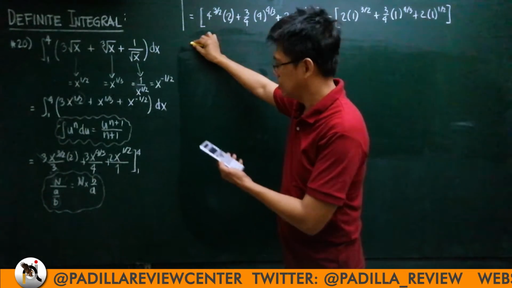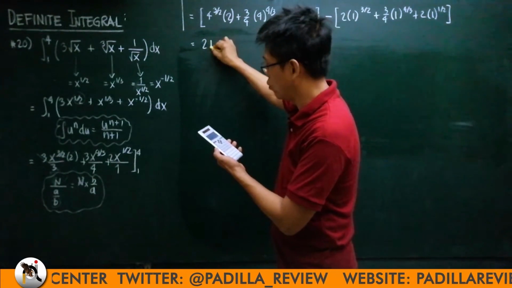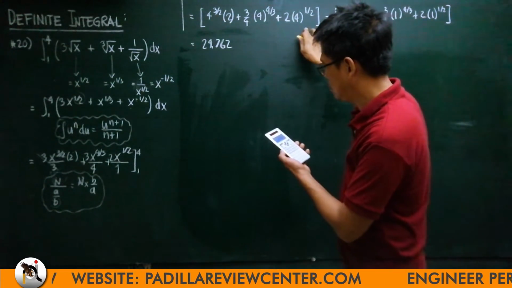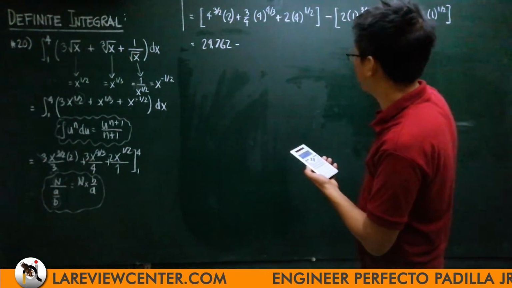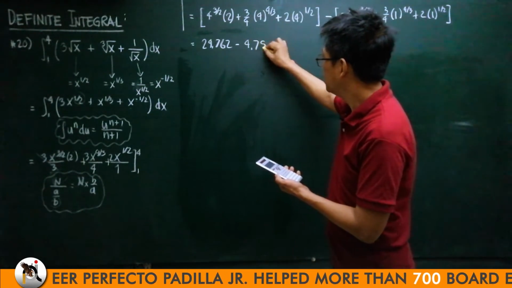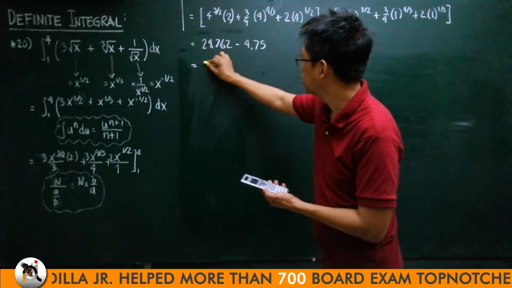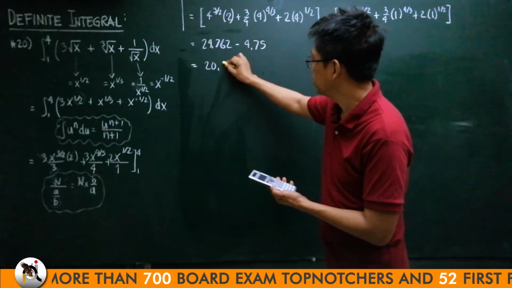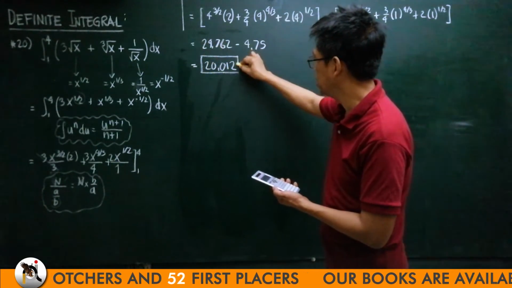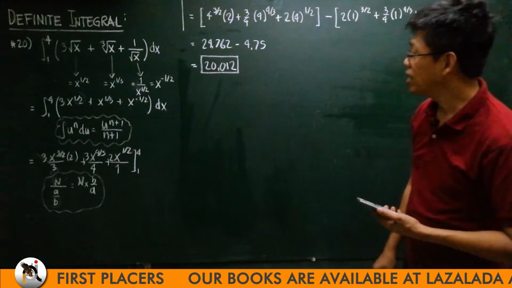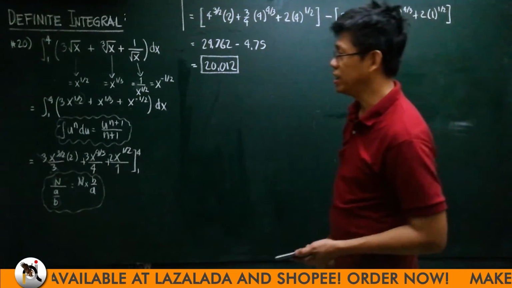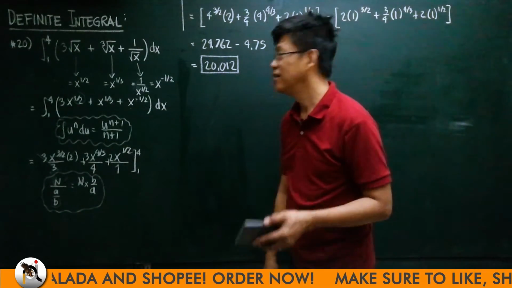So calculating this, you'll have here 24.762, that is this one, minus this one, which is 4.75. So computing this, you'll get here 20.012. This is going to be your integral. Okay? So there are many ways to solve this expression. One way is using the calc function.